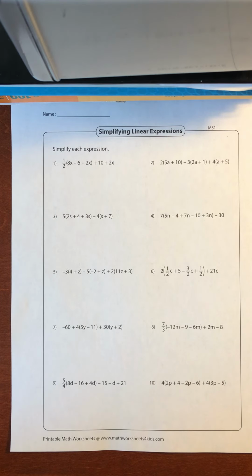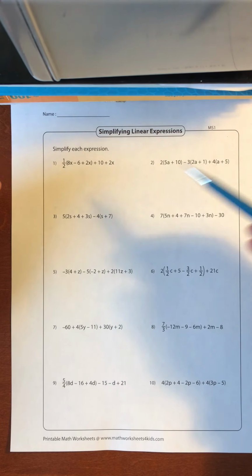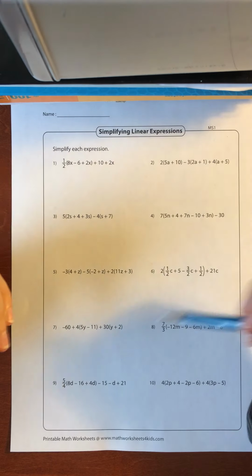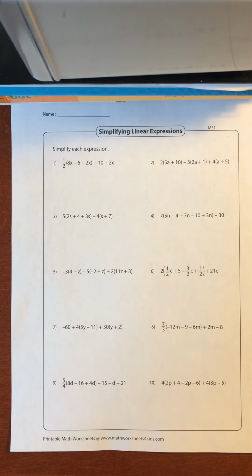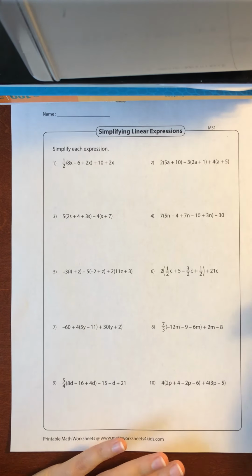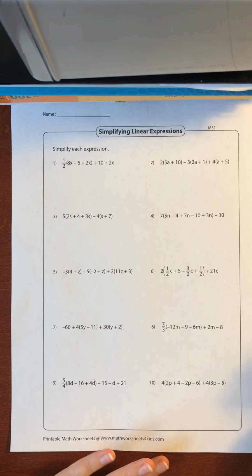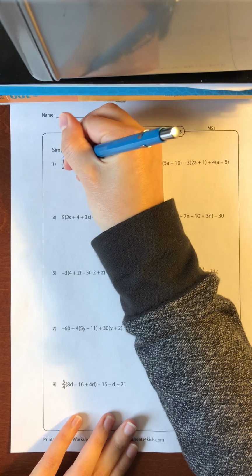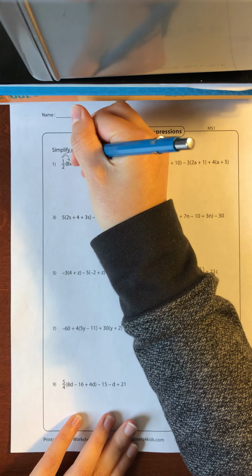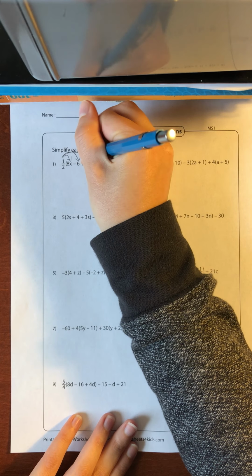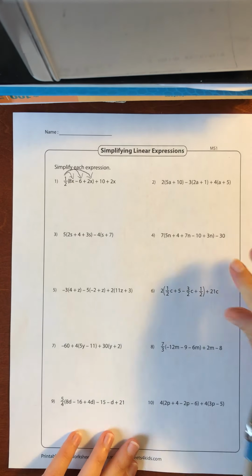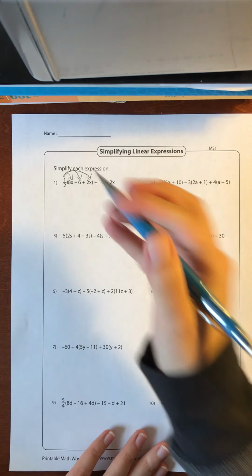Okay, so this worksheet's slightly more complicated. We have more terms and we have some fractions, okay? But nothing you can't handle. You just gotta take your time and not be scared of the fractions. So first one, the 1/2 gets distributed to 8x minus 6 and 2x. Okay, that's the first step, drawing your arrows.